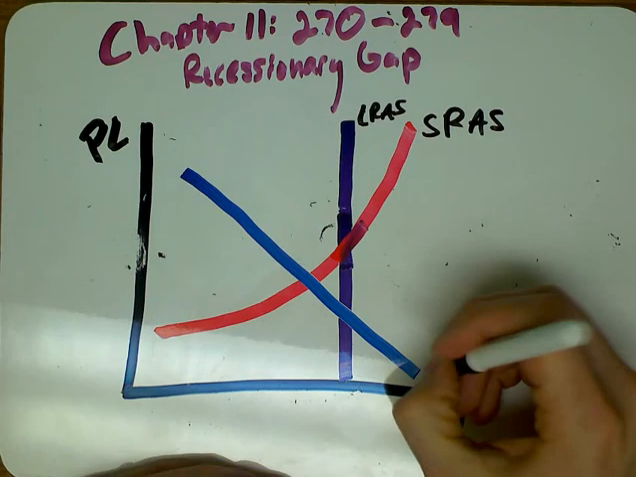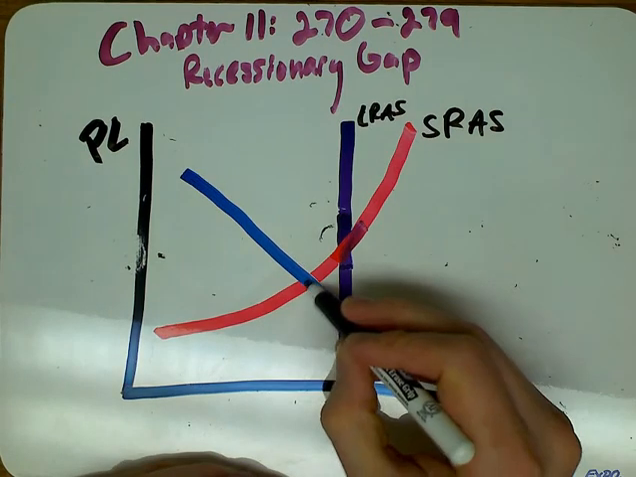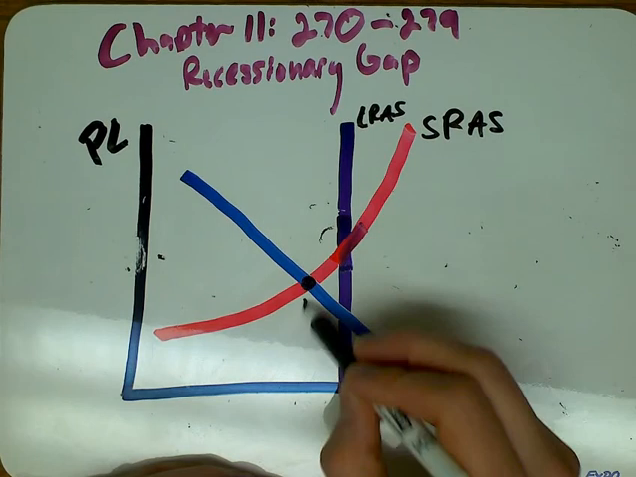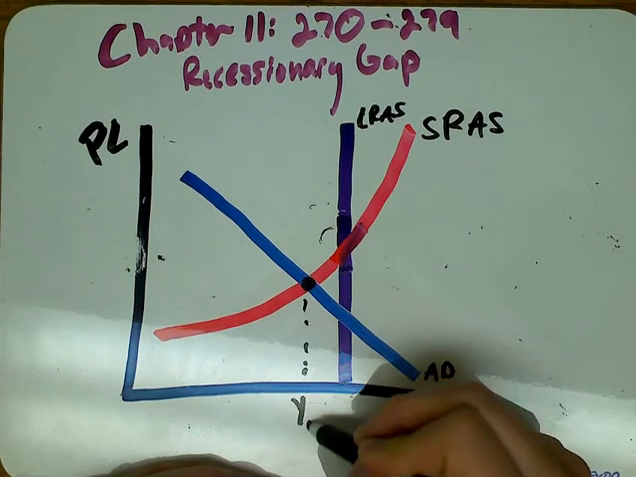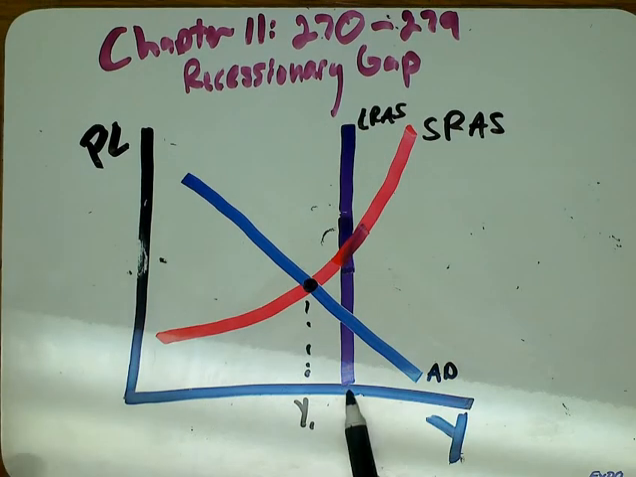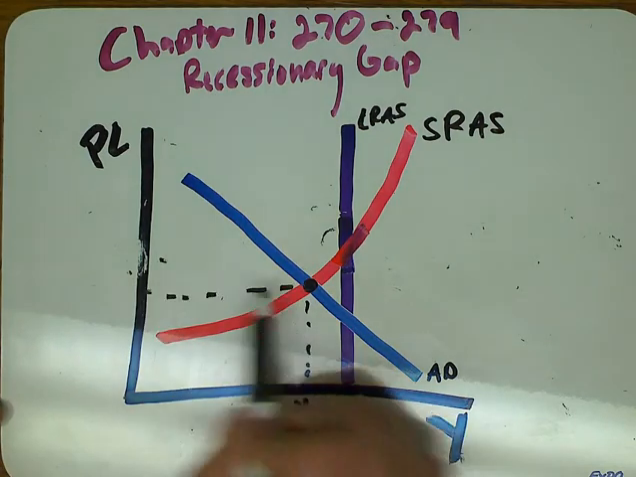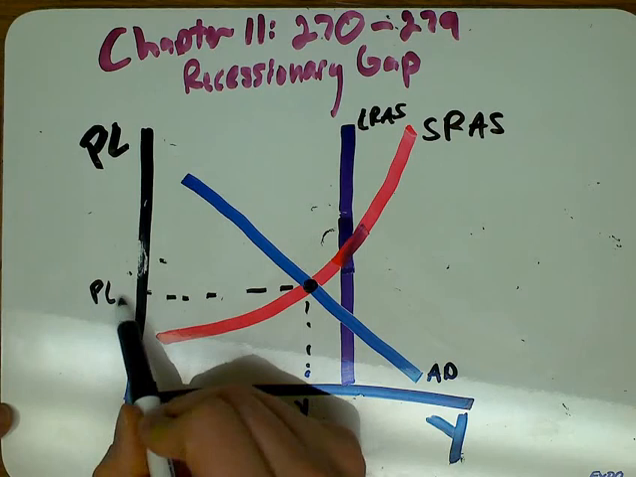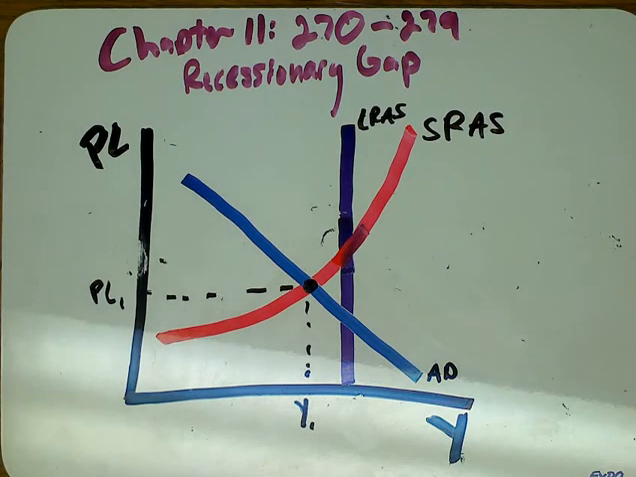You see that our point, our level of output, is Y1 right there, and it's less than full employment, right? This means we have some unemployment. And also, if we draw a line over here to the price level, we see the price level is a little bit lower than it was, but that is the equilibrium price level in the short run. So this is our current level of output.